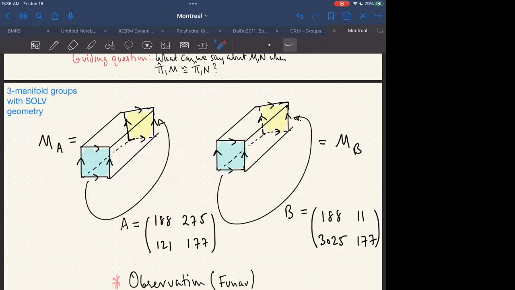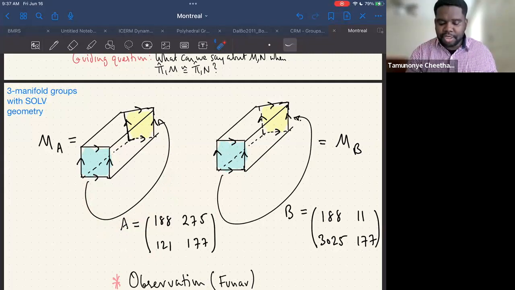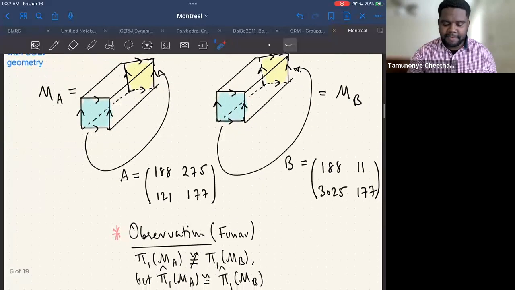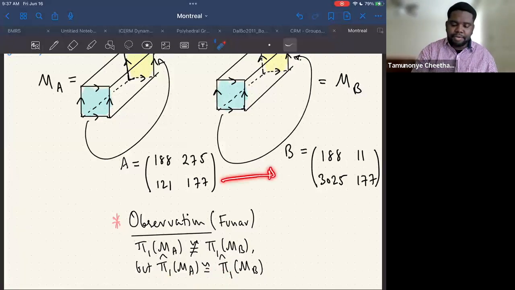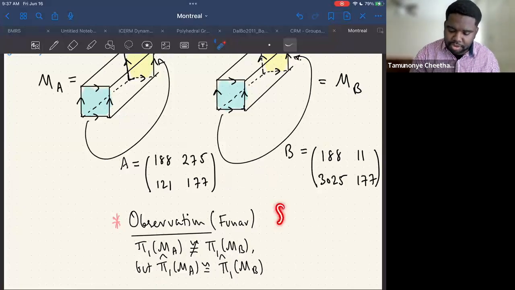No. Okay. So the gluing map for the first one is this matrix in GL2, and the gluing map for the second is this matrix. And an observation made by Funer is that even though the fundamental groups of these mapping tori are different, their profinite completions are the same. And the reason for that is that these two are an example of what are called STB pairs.